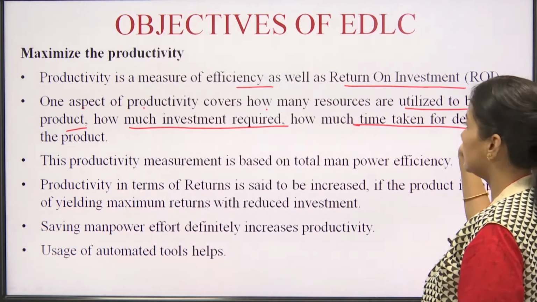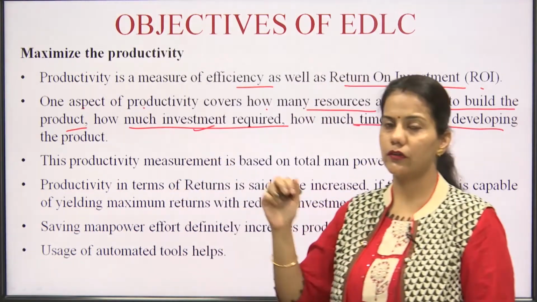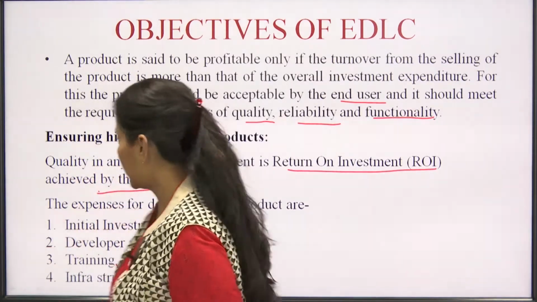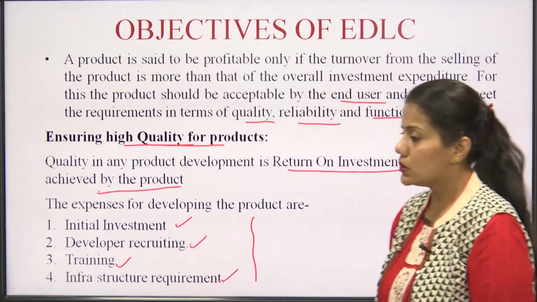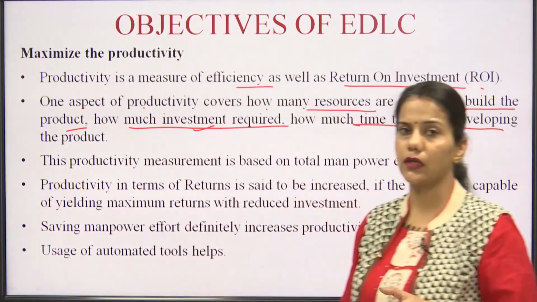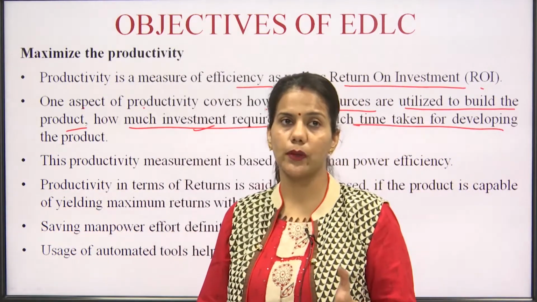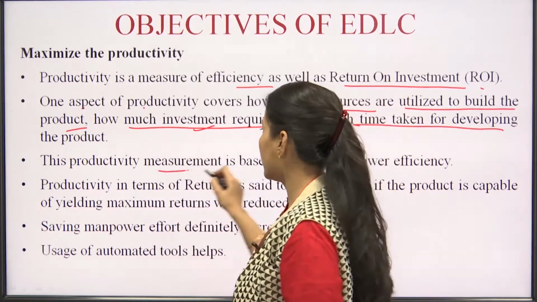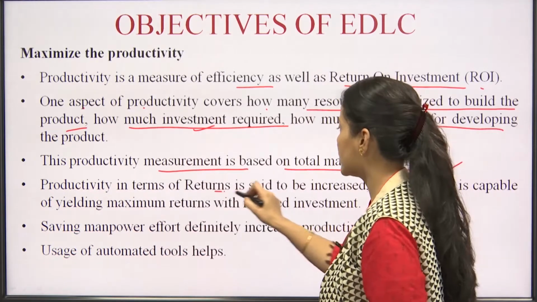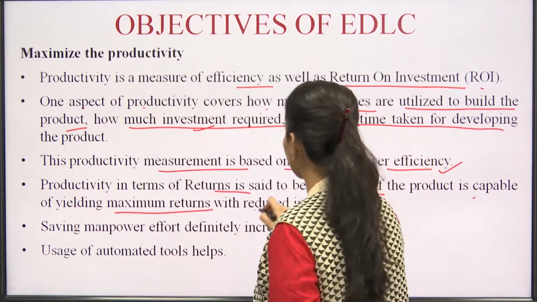So, we have to see how many resources are to be used, and how much investment, the initial investment, the training investment and all that we have already discussed. All these four investments have to be taken into account, and how much time will be taken by the product to develop, because certain products adhere to timelines, they are bound by time. So, this productivity measurement is based on the total manpower efficiency. Productivity in terms of returns is said to be increased if the product is capable of yielding maximum returns with reduced investments.